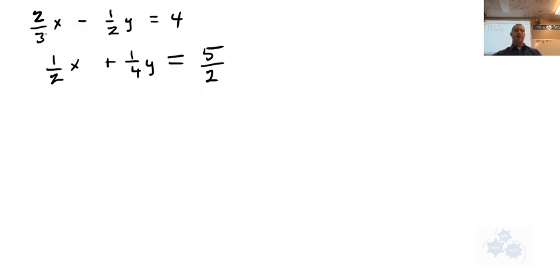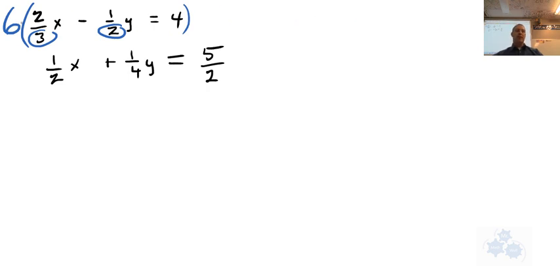So now let's get rid of the fractions. And how do we do that? We look at the denominators and we find the lowest common multiple. We multiply every term by that lowest common multiple of those denominators. In this case, it's what? 6. Good job.